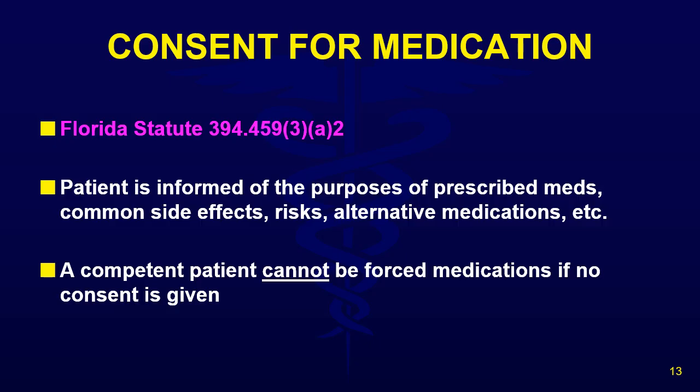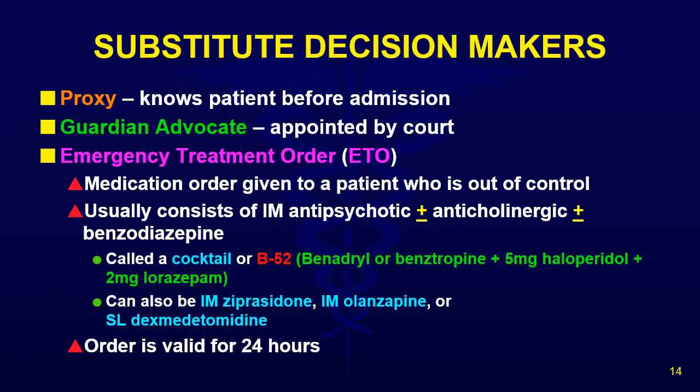To sum that up, patients can be in the hospital voluntarily or involuntarily and may be competent to consent to medications or not. Only the psychiatrist can make the determination of whether they are competent or not while in the psychiatric hospital. If a patient is declared incompetent by the psychiatrist to consent to medications, and medications are ordered for the patient, another person must consent for them.